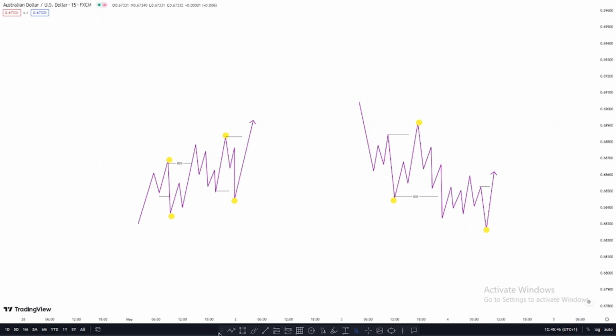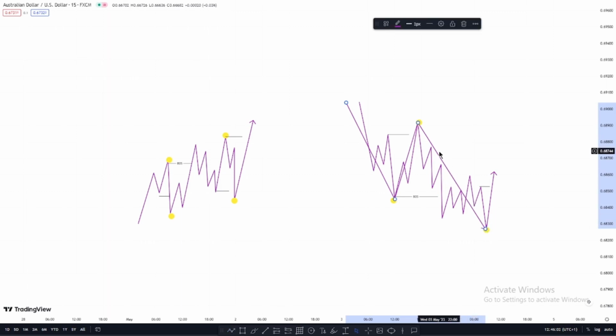All right? So the structure you now have in the market is this. This is the structure you have from here. You have this low, you have a high, you have a low. That is essentially what you have in the market. That's the structure that you have in the market.